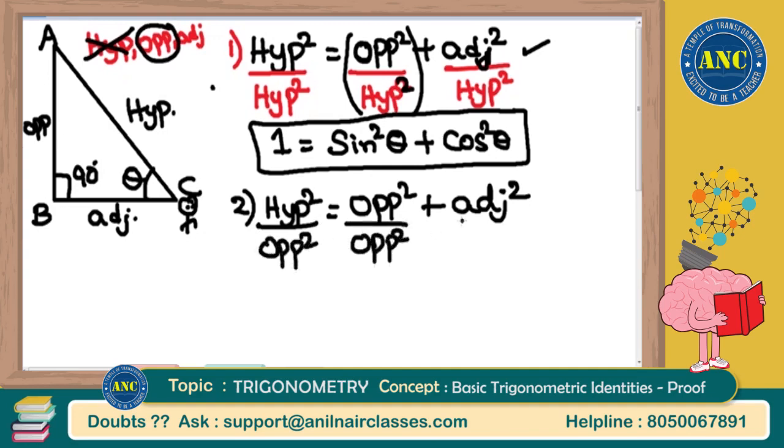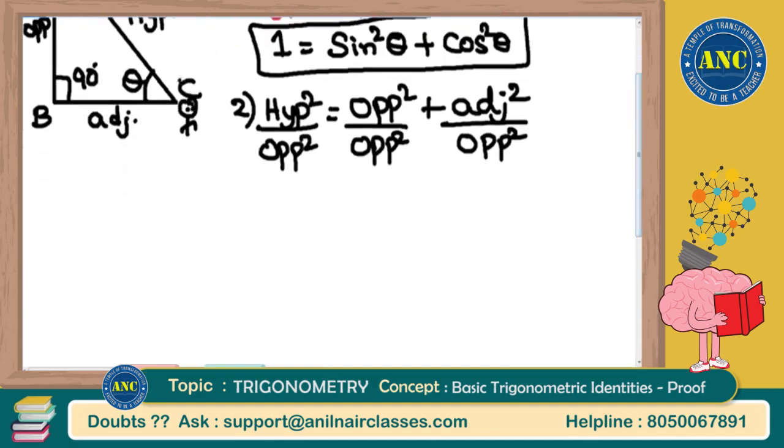If I divide both sides by opposite square, the left-hand side is nothing but opposite by hypotenuse, which is sine. Hypotenuse by opposite is cosecant. It is cosecant square theta. Opposite square by opposite square is 1.